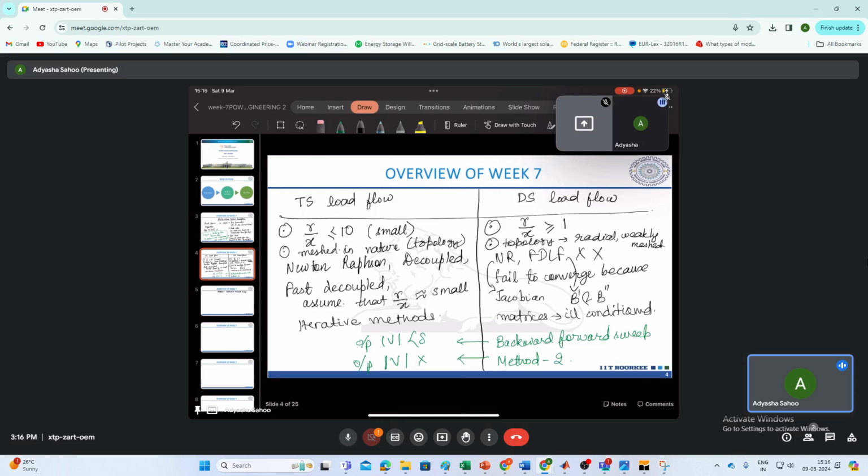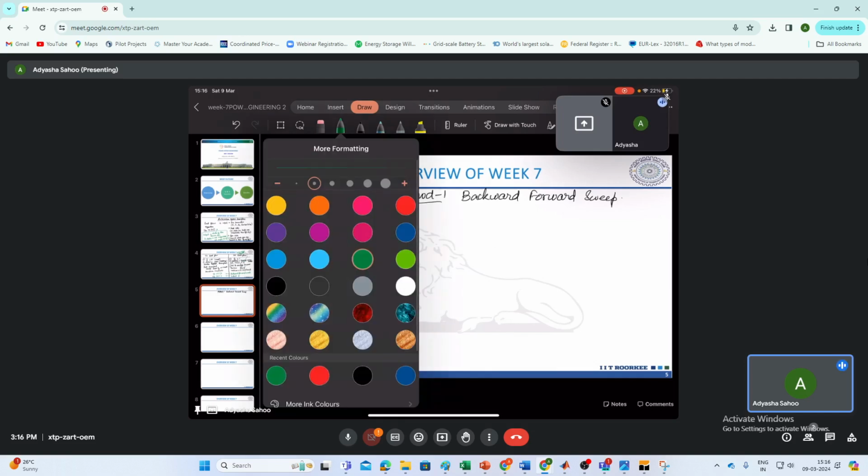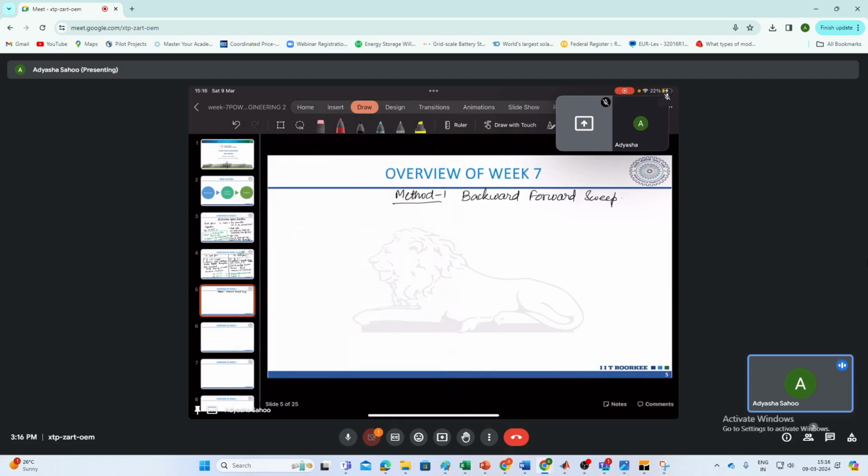So for this load flow, we will be basically exploiting this radial topology of the system, and using this we'll generalize an algorithm for computing the voltage angle and magnitude. So for the backward forward sweep method, let us take a 4-bus system.